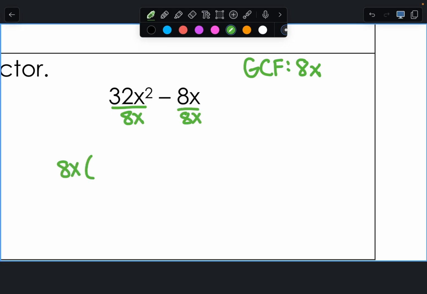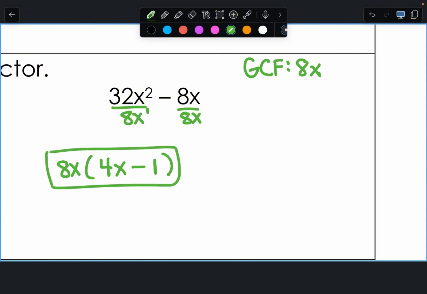32 divided by 8? 4. X squared divided by x is just x, because 2 minus 1 is 1, right? 8x divided by 8x, you're dividing the same thing into itself. 1.